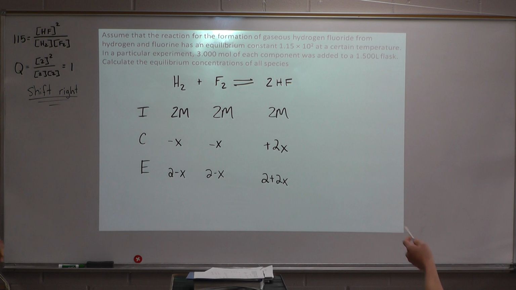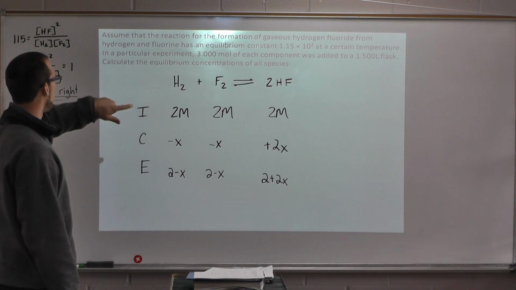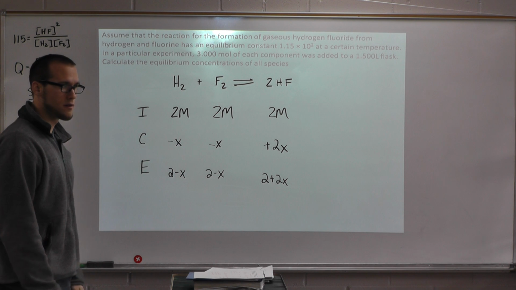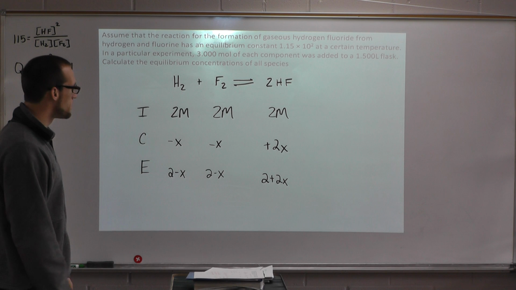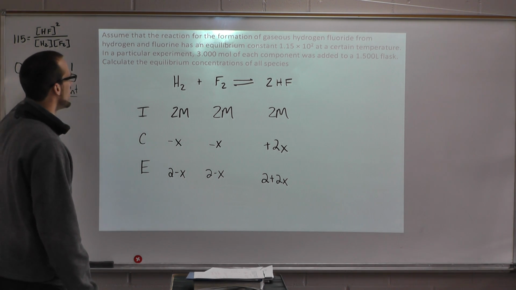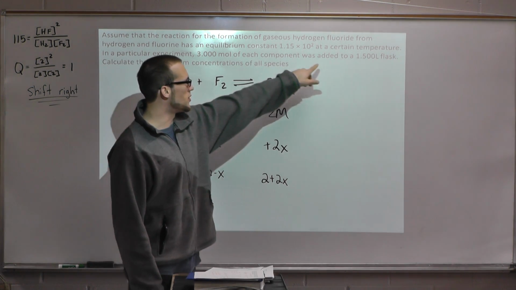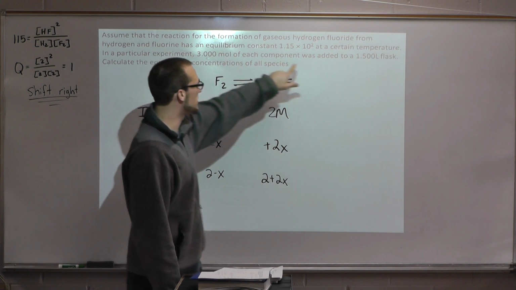I don't understand on Q how it's 2. What's your question? Why is it 2 and not Q? Why are these both 2? It says 3 moles of each component is added to the 1.5 liters. So to get molarity, moles divided by volume.